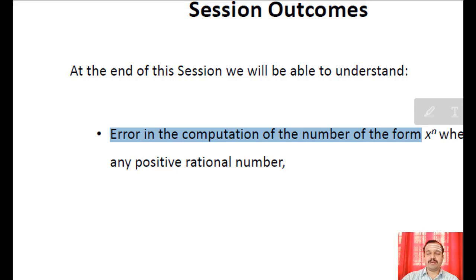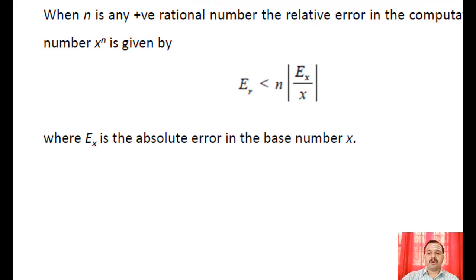So you have to be a bit careful here. n is a positive rational number. So in any number with positive rational exponent that we are going to consider over here, we are going to evaluate the error associated with the computation of a number of this kind. So let us begin the topic.